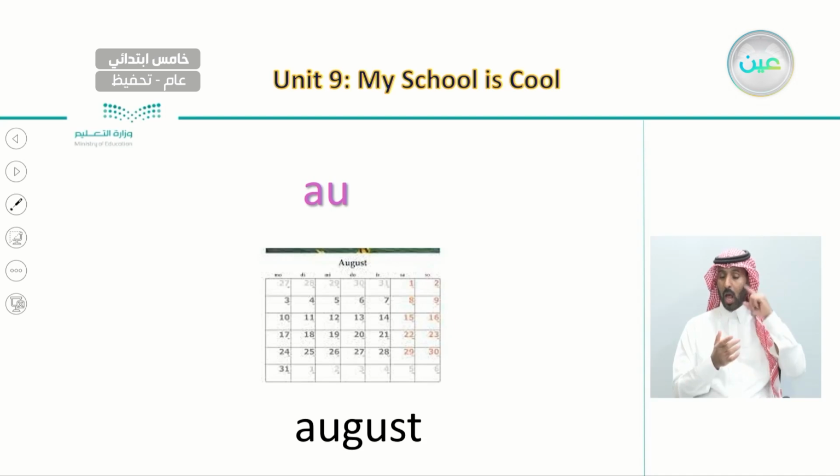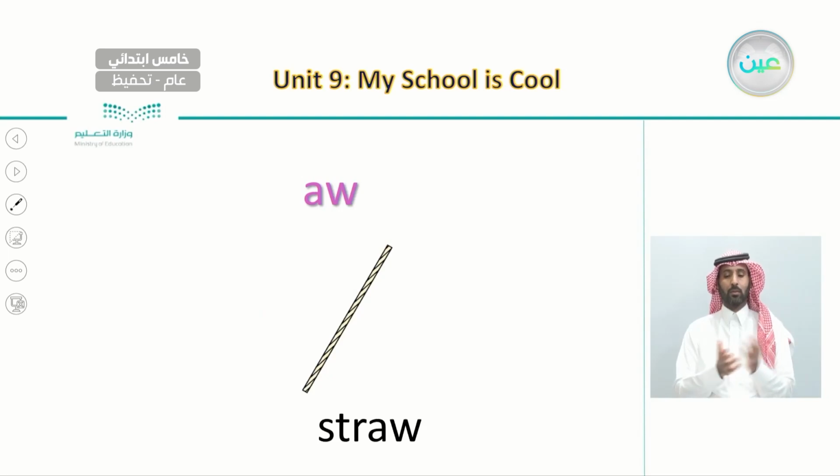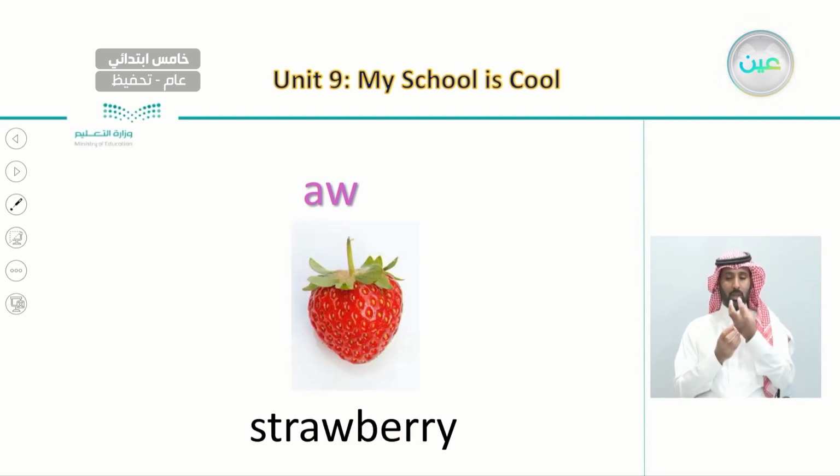Also, other words that have the A and U, which is August. August. Next we have autumn. Autumn. That starts with A and U. And also the other word here that has the sound of A and W, like straw. Straw. And here we can see the sound at the end. Also another word with the same sound, which is strawberry. Strawberry, also with the sound of A and W.